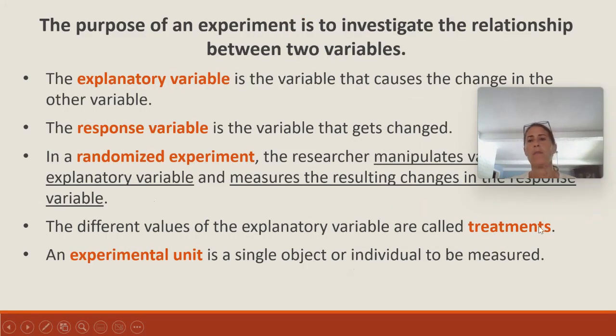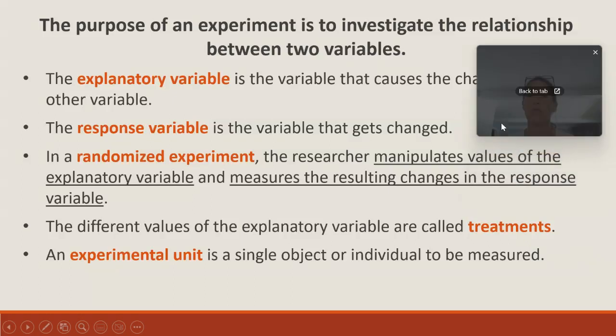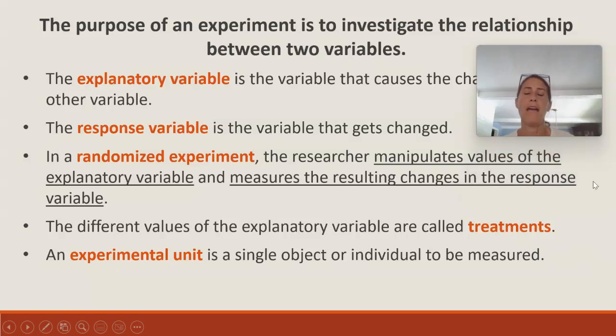The purpose of an experiment is to investigate the relationship between two variables. The explanatory variable is the variable that causes the change in the other variable. And the response variable is the variable that gets changed. It responds to the explanatory variable. So in a randomized experiment, the researcher manipulates values of the explanatory variable and measures the resulting changes in the response variable. The different values of the explanatory variable are called treatments.